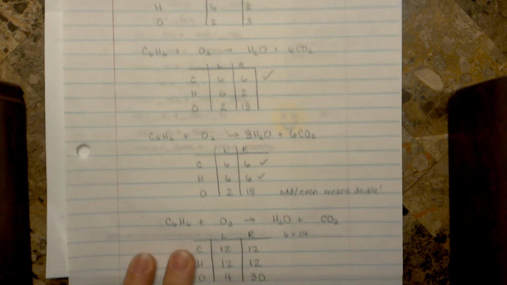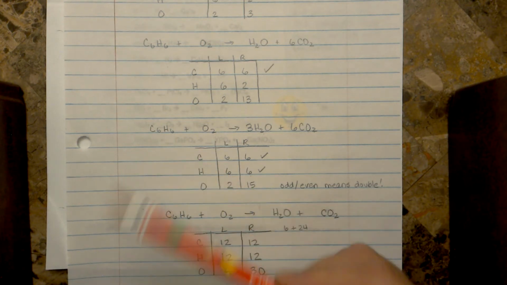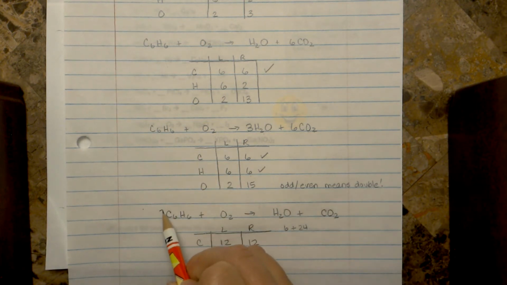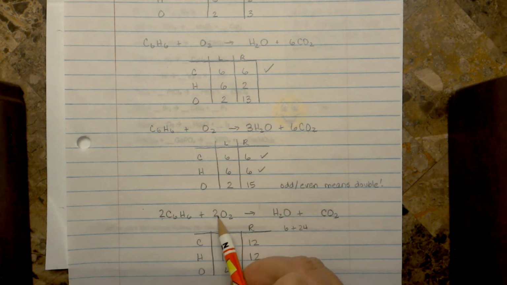Now, whenever you have an odd number on one side and an even number on the other side of the reaction, usually that means that you need to start doubling your coefficients in order to balance so that you can have an equal amount on both sides. So I'm going to take my coefficient that I had before, and I had a 1 before, I'm going to double it to 2. I had a 1 before, I'm going to double it to 2.